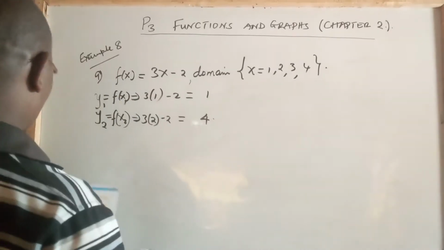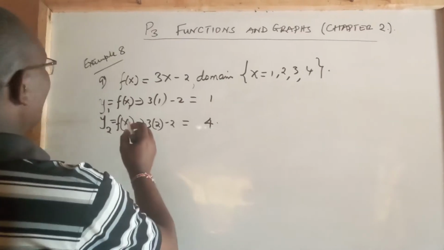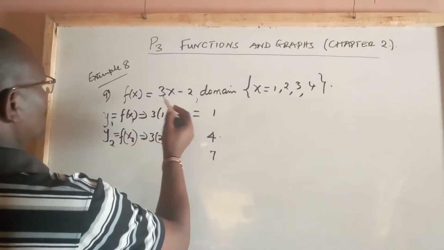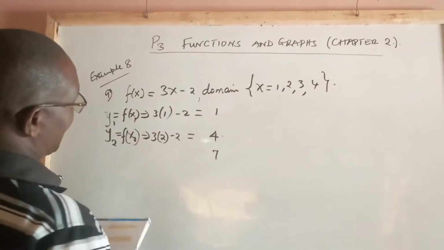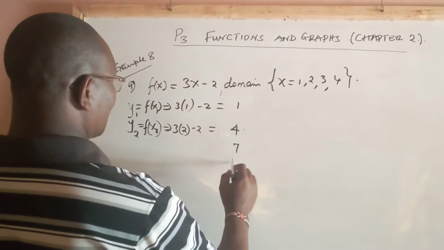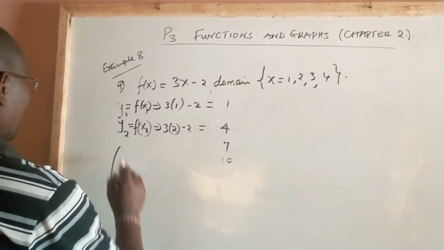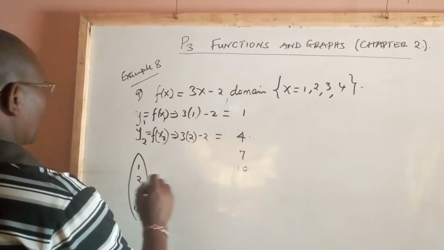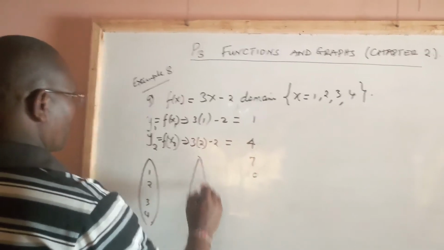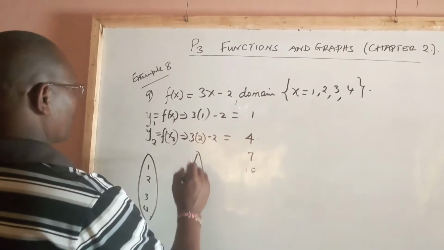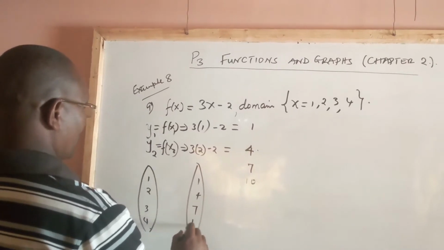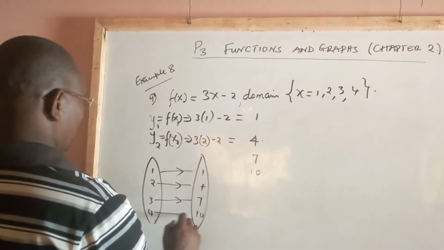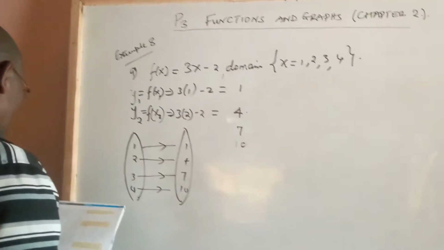Moving like that until we have, when x is equal to 3, then we have 9 minus 2, 7. When x is equal to 4, then we have 12 minus 2, and we have a 10. So we could have a diagram that looks like this. We have x: 1, 2, 3, 4, and we have y now that talks of 1, 4, 7, and 10. 1 maps to 1, 2 maps to 4, 3 maps to 7, and 4 maps to 10.